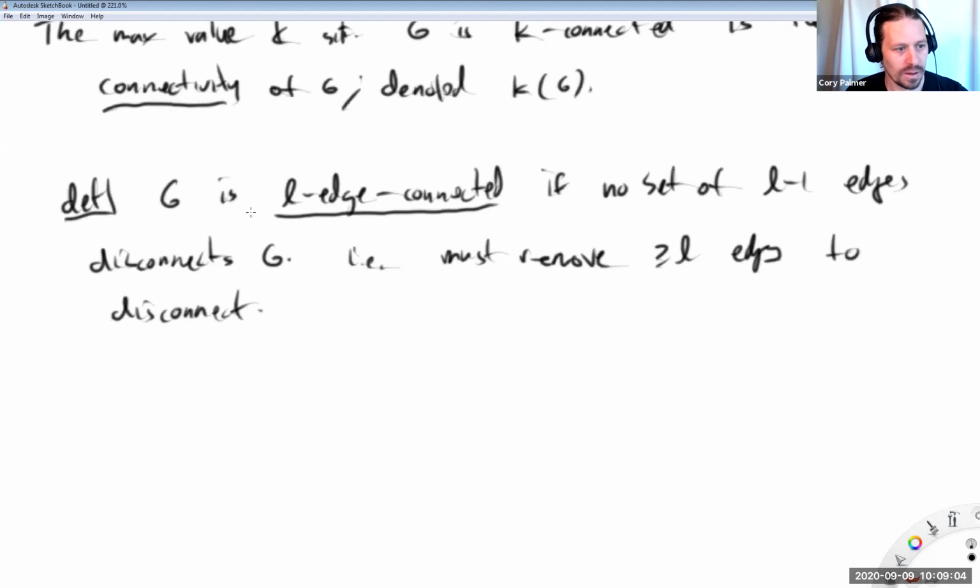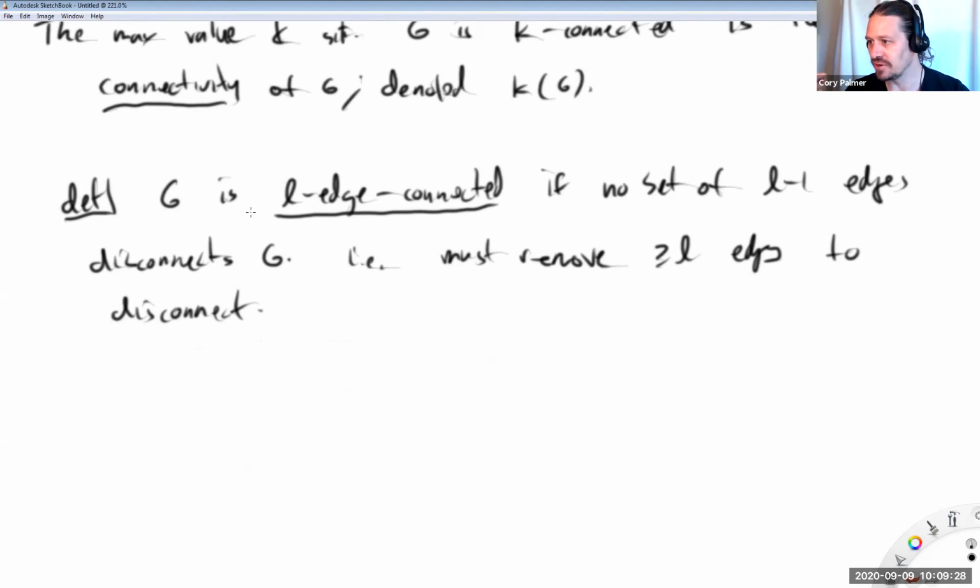Unfortunately here, the complete graph is not a special case, right? The complete graph we weren't able to disconnect by removing vertices, but can someone tell me how we could disconnect a complete graph by removing edges? Remove all of the edges on one vertex. Perfect, thanks Andy. If you remove all the edges on one vertex, that vertex is now separated from the rest of the graph, which actually happens to be a complete graph.